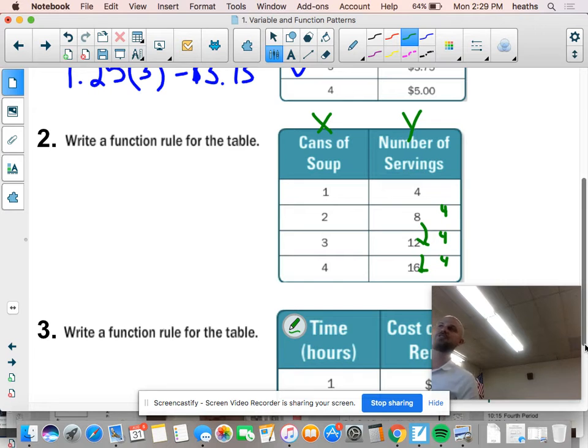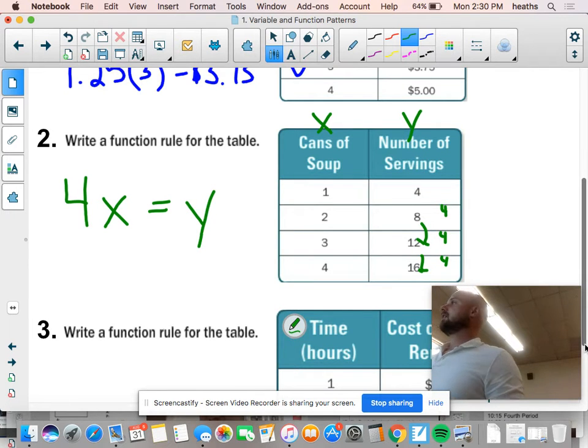So I think our trend and the way we can start our function rule is to put a 4. Now, very similar to what we wrote above, we're going to multiply 4 by x, or the number of cans of soup, and that will equal your y, your number of servings.